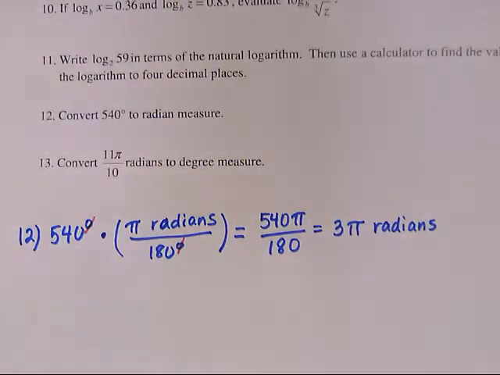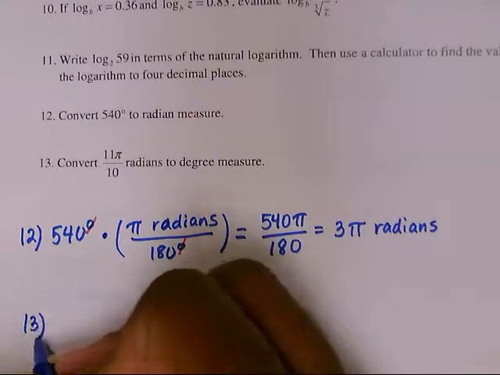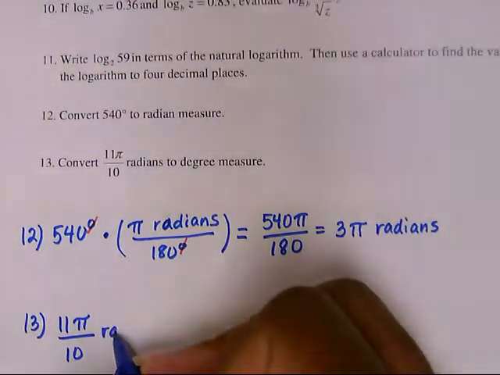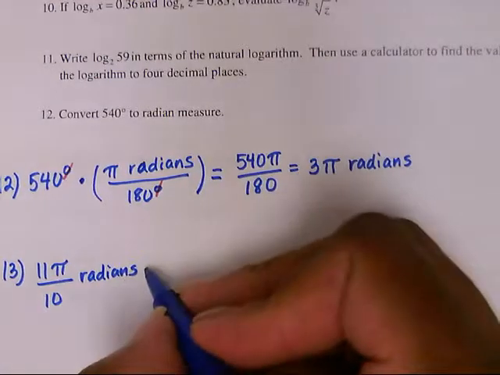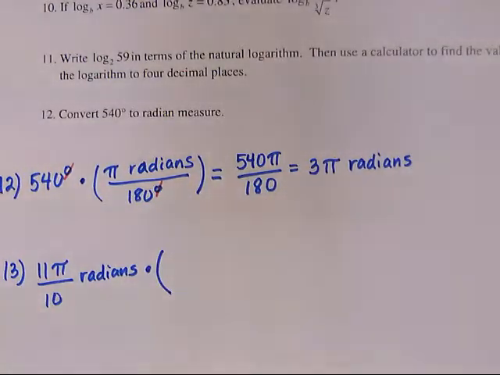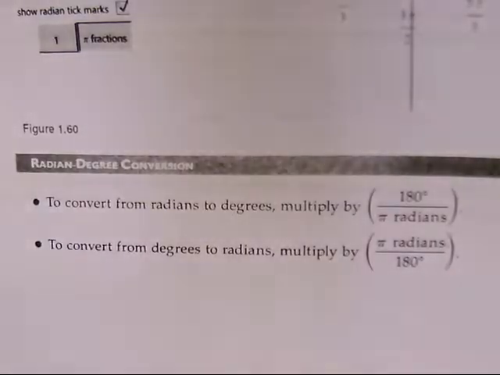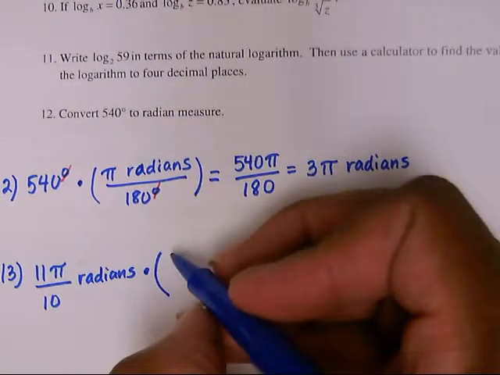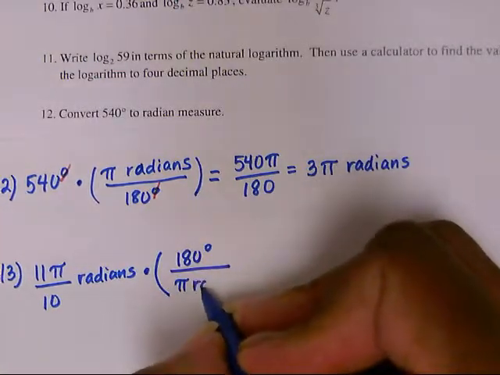All right, number 13 is to convert 11 pi over 10 radians to degree measure. So here we have 11 pi over 10 radians, and I want to convert that to degree measure. Well, it's the reciprocal of this right here. You're going from radians to degrees. From radians to degrees, you multiply by 180 over pi radians. So in this case, this will be 180 degrees over pi radians.